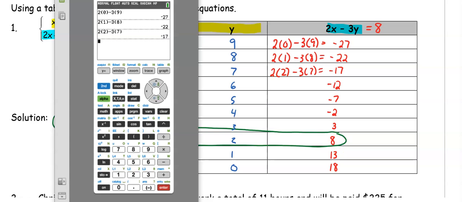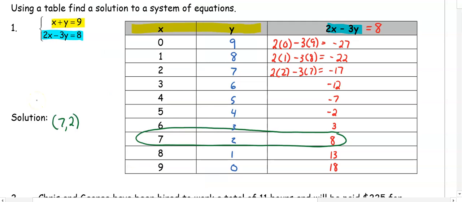Again, we can double check though. 2 times 7 minus 3 times 2. We want to make sure that gets us 8, which it does. So our solution would be 7, 2.